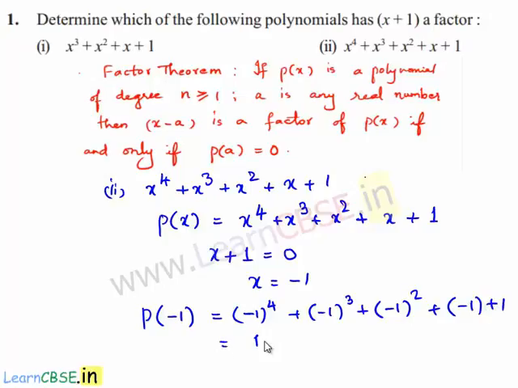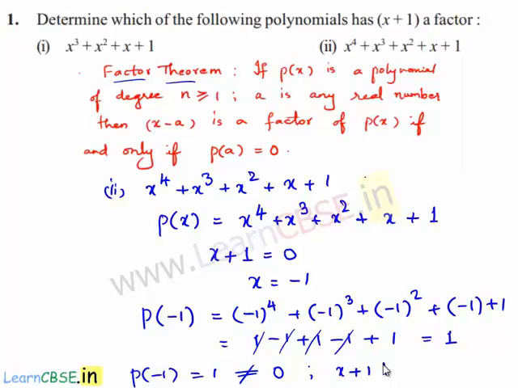This gives 1 minus 1 plus 1 minus 1 plus 1. So this gives plus 1 and minus 1 gets cancelled, minus 1 and plus 1 gets cancelled. Finally we will be getting plus 1. So p of minus 1 is equal to 1, which is not equal to 0. Therefore, by factor theorem, we can say that x plus 1 is not a factor, since p of minus 1 is not equal to 0.